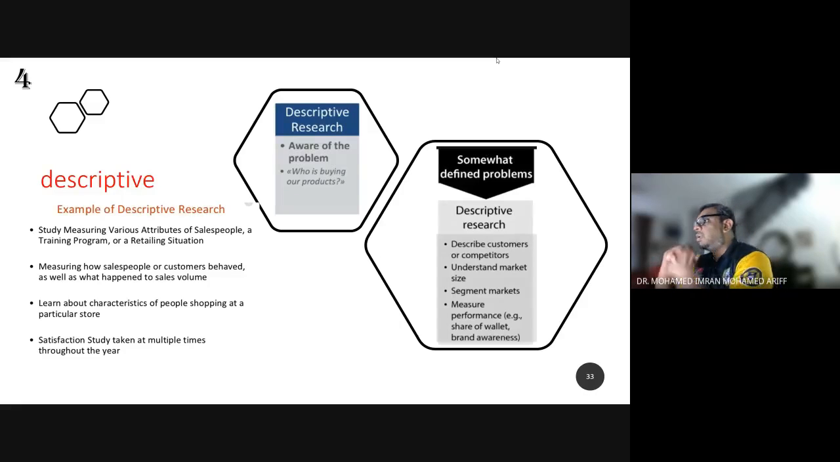Describe customers or competitors, understand market size, segment the market, measure performance, for example share of wallet and brand awareness. These are all defining a descriptive problem. Okay, descriptive. We are only trying to describe.